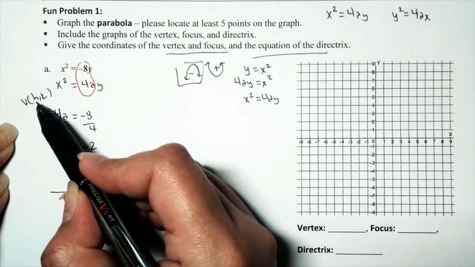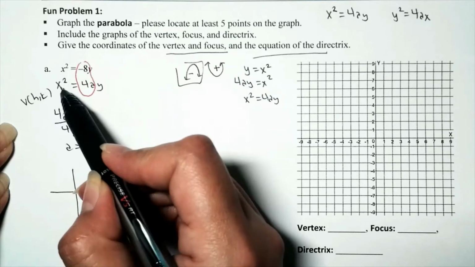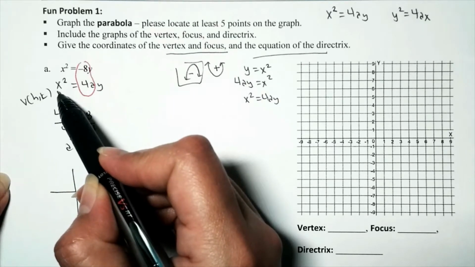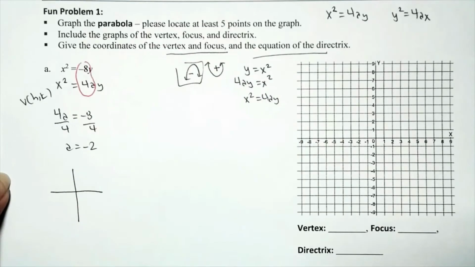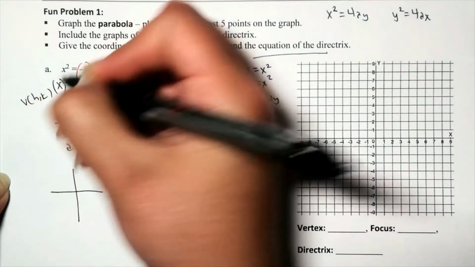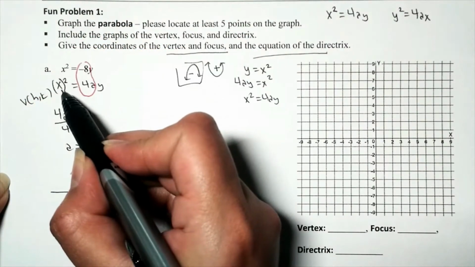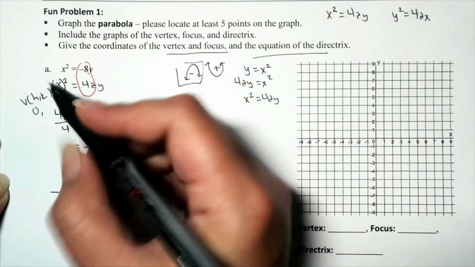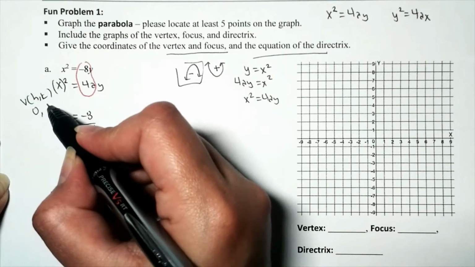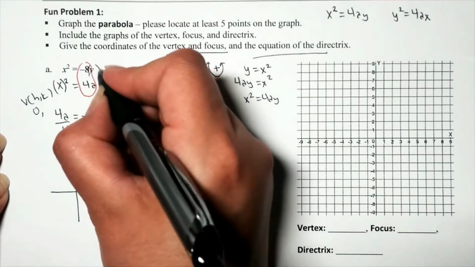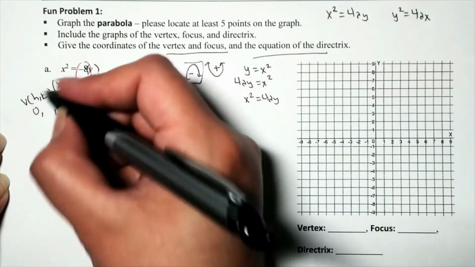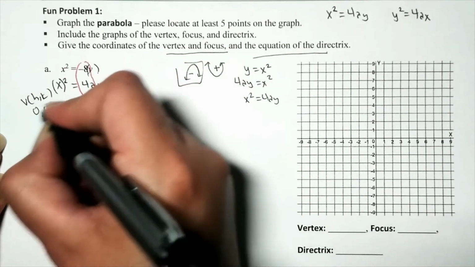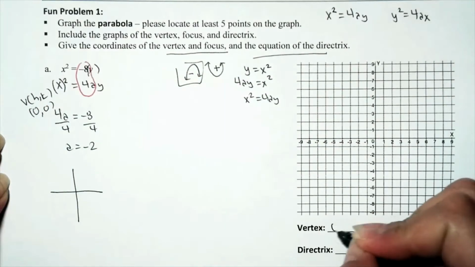Now, h is associated with the x, so I want to know what follows the minus sign. Let me go ahead and wrap up the x. What are we subtracting from x? Nothing. Okay, so the value of h is 0. k is associated with the y. What are we subtracting from the y? Nothing. So k is 0. Okay, so the vertex is at (0, 0).